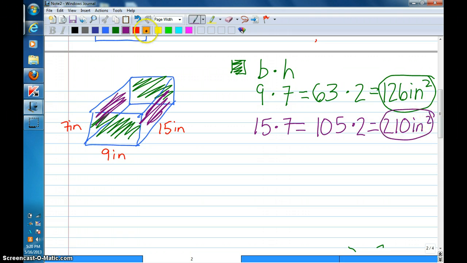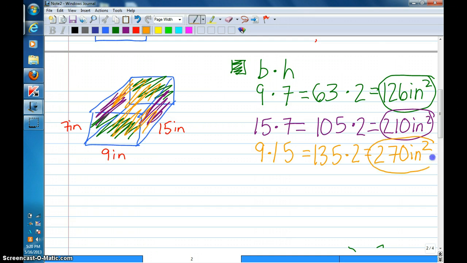And the last one, I'm going to figure out the top and the bottom. If I look at what numbers I haven't paired up yet, it should be the 9 and the 15. Looking at the picture, yep, that was it. Then we times it by 2 because there are 2 sides. My very last step is to add up all the areas. So go ahead and do that. Try 126 plus 210 plus 270. I got 606, and my label is inches squared.